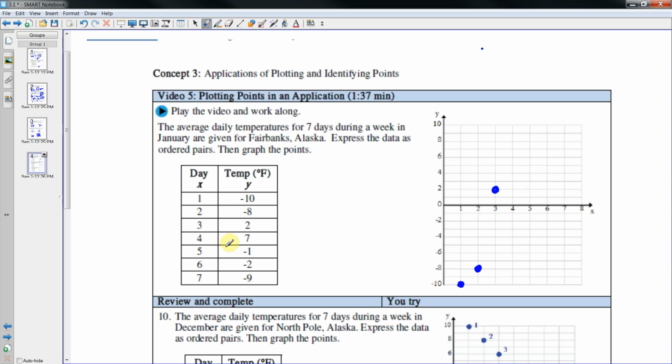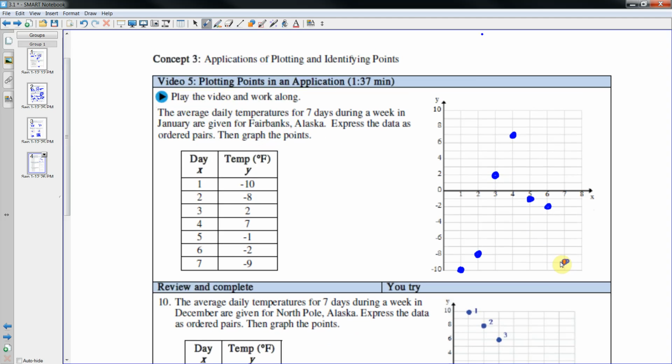On day 4 we're up to 7 degrees, so 4, and we're going to go up to 7 degrees, which would be about right there. Then we've got day 5, we're back down to -1 degrees. They sure jump around in Fairbanks. 6 were at -2 degrees, so 6, -2. And then 7, -9. Back down, 7 and -9 would be right there. So that's Fairbanks, Alaska over a 7-day period. They really jump around in temperatures in Fairbanks, Alaska. This is very accurate. So there is how you plot points.